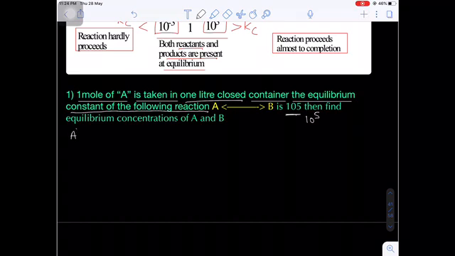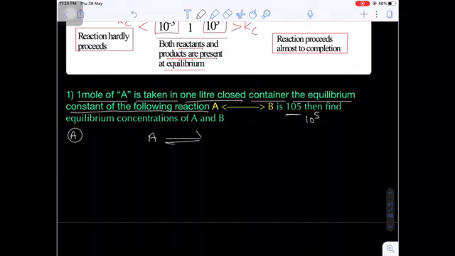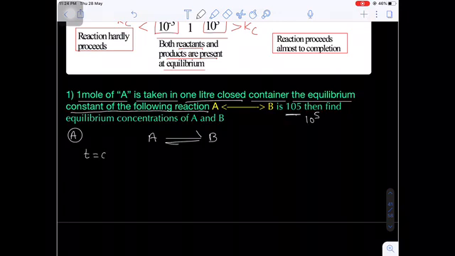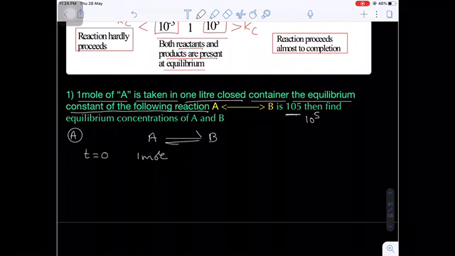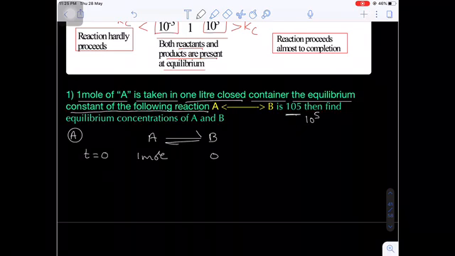Now how to solve this problem? First of all, what is the chemical equilibrium given to you? A equilibrium B. Initially, that means at time 0, we have in the container only 1 mole of the reactant A. There are 0 moles of the product B. Are you getting my point?